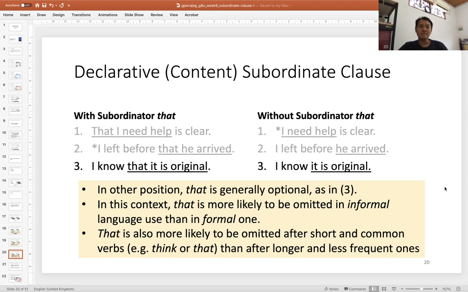And in informal speech, in spoken language, that subordinate will be less likely to occur. Most often it will be omitted. Like "I know it is original," "I know that is original," "I know you like that food," for instance. So mostly in spoken language that is omitted.